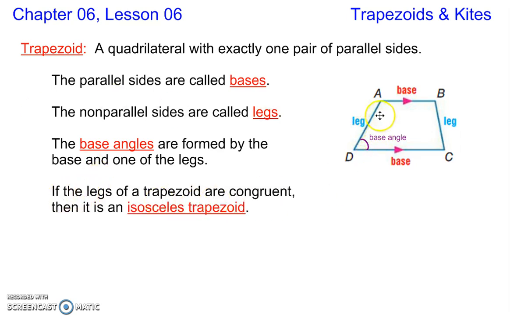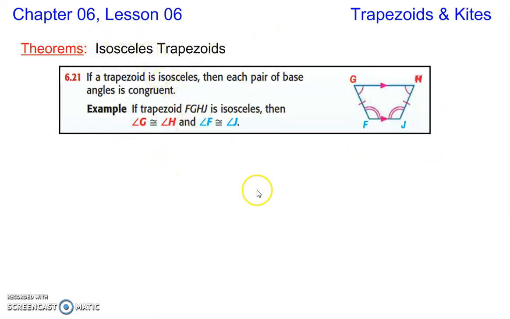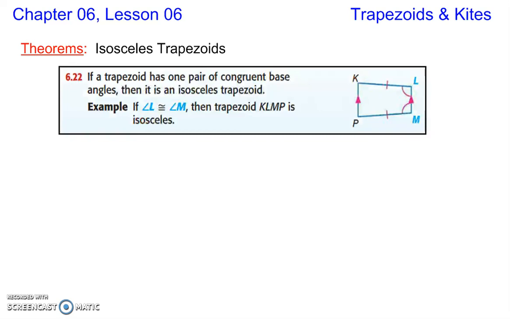And if the legs are congruent, then we call that an isosceles trapezoid. Isosceles trapezoids have particular qualities. For example, each pair of base angles is congruent. So these two angles of the base are congruent, and on the other base, those two angles are congruent. That's 6.2.1. On the other hand, 6.2.2 says that if a trapezoid has one pair of congruent base angles, then it is isosceles.